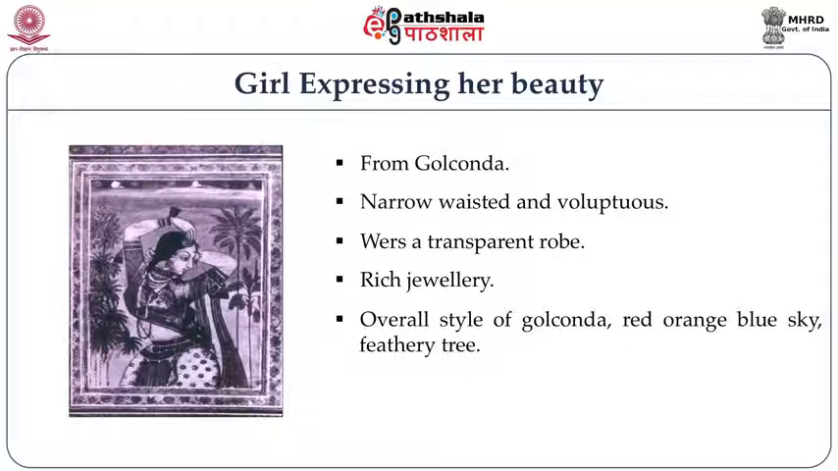Another very interesting painting is from Golconda, where a woman is shown who is, again, admiring her beauty. She's wearing a very transparent robe. There is rich jewelry. The overall style is of Golconda. She has a narrow waist, voluptuous body, and there is a lot of use of red, orange, and blue sky. There are feathery trees depicted in this miniature painting.